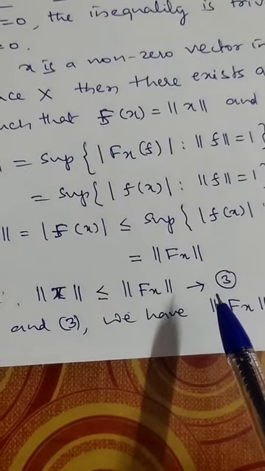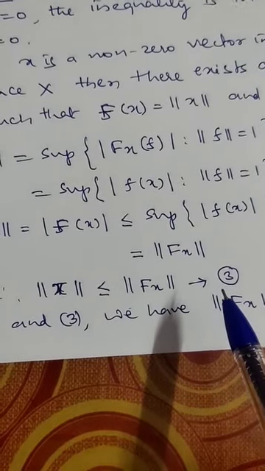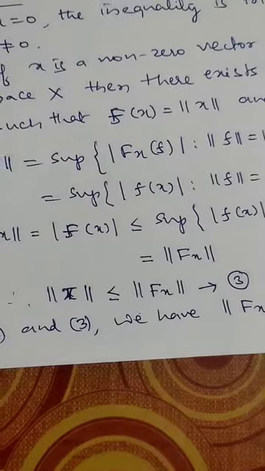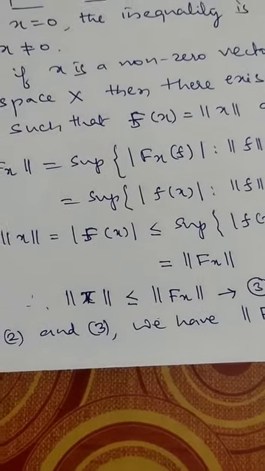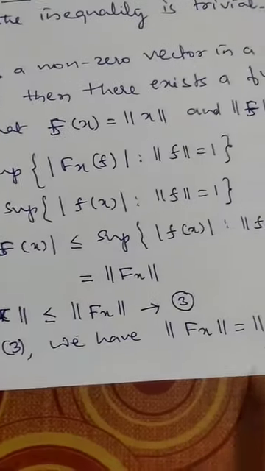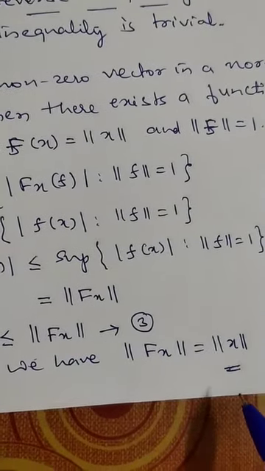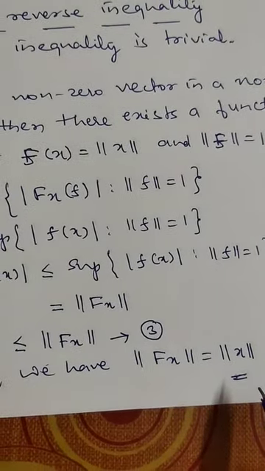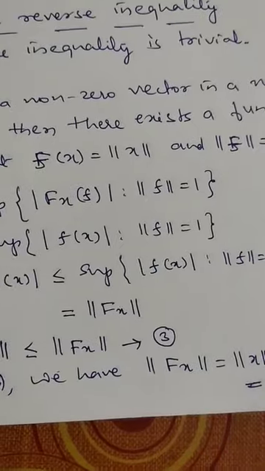So 2 says norm of Fx is less than or equal to norm of x, and 3 says norm of x is less than or equal to norm of Fx. Therefore from 2 and 3 we can conclude that norm of Fx is equal to norm of x. So one part of the proof we have proved.